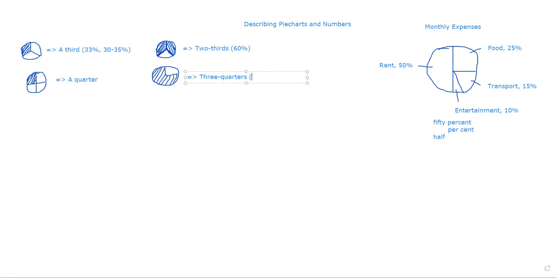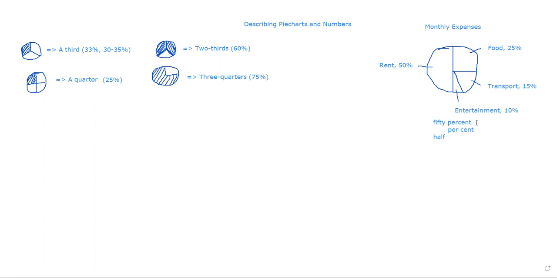A quarter would be 25%. So 3/4 would be 75%. Let me write this here. A quarter means 25%. So if you see a number around 25%, you can use a quarter, or around 75%, you can use 3/4.